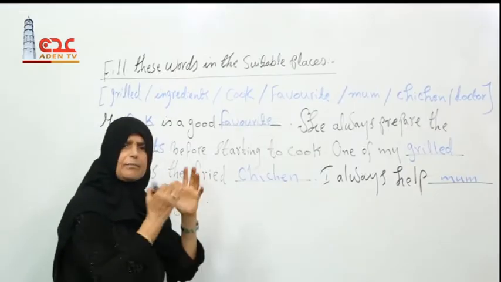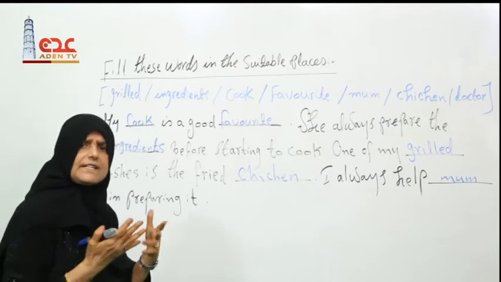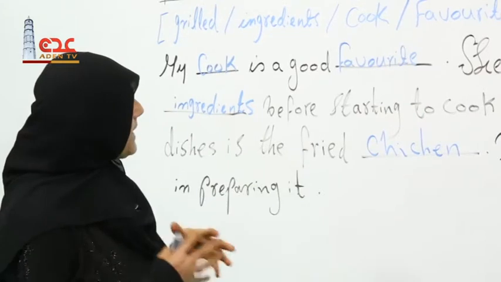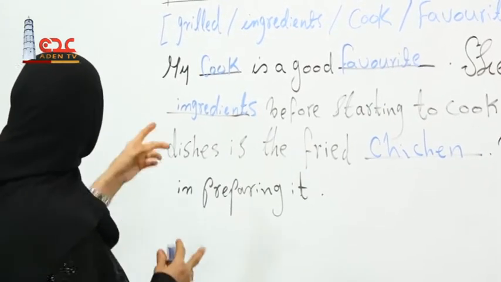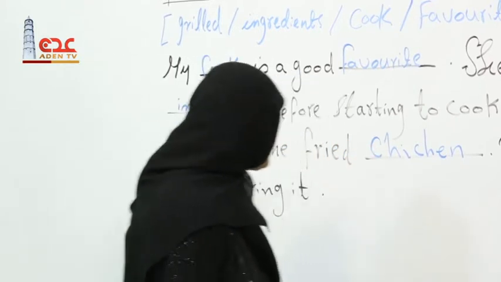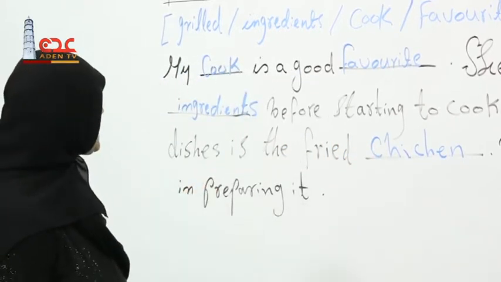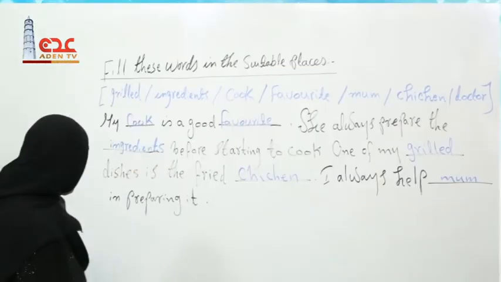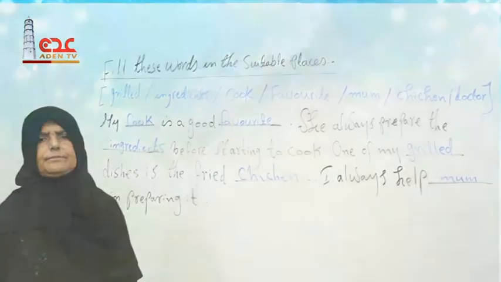Now look at the paragraph, it is very easy. I read again. My cook is a good favorite. She always prepares the ingredients before starting to cook. One of my grilled dishes is the fried chicken. I always help mom in preparing it.